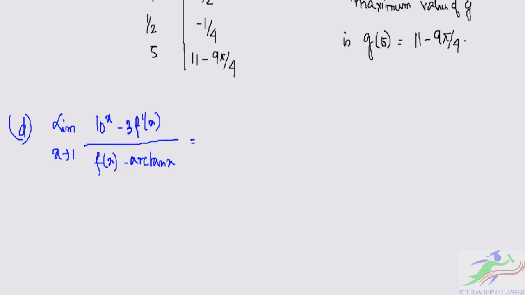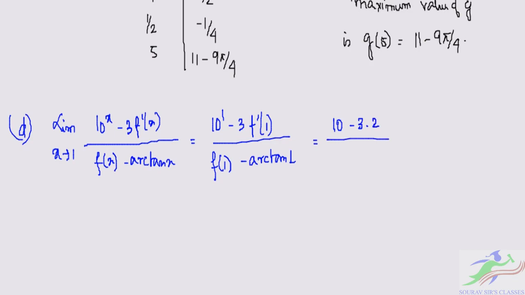So it is quite pretty. We just put the value of x tends to 1. So we have 3 of f prime 1. So f of x is f of 1, and simply it is arctan 1. So 10 minus 3 f prime 1, which is 2, and in the denominator it is 1 minus arctan 1. So in the numerator it will be 4, and in the denominator it will be 1 minus pi by 4. Okay, so that is the value of the limit.